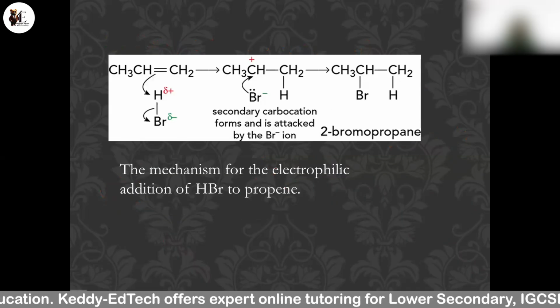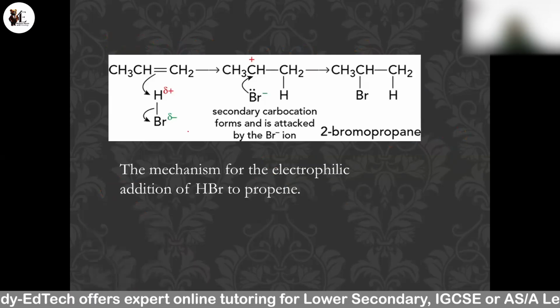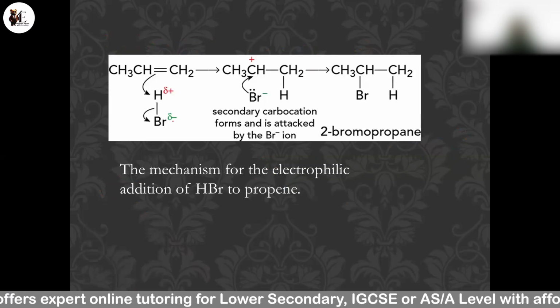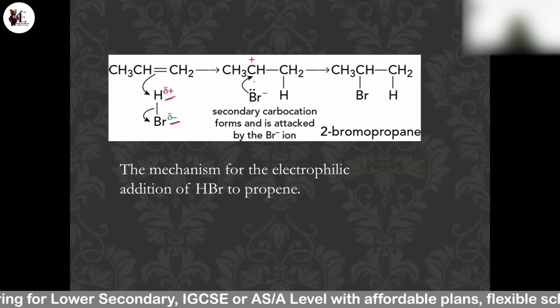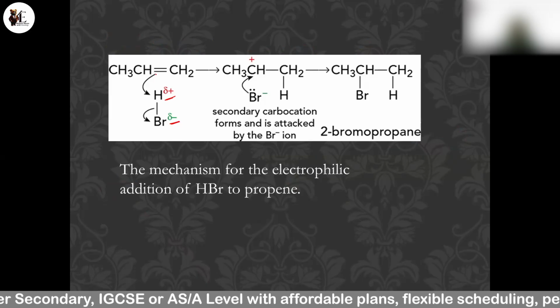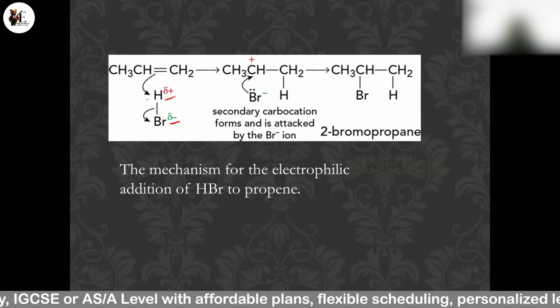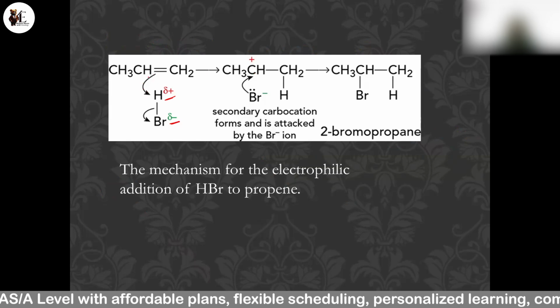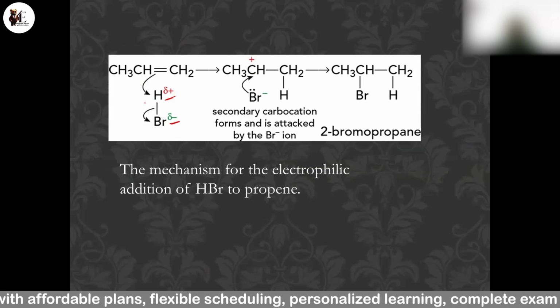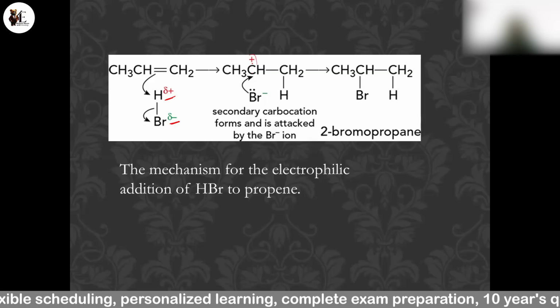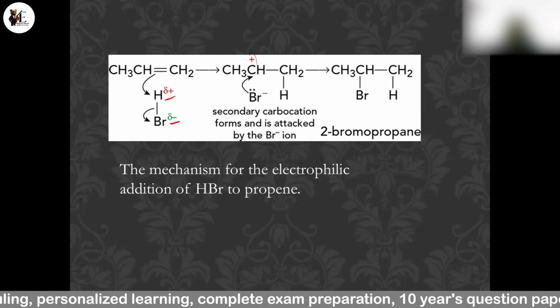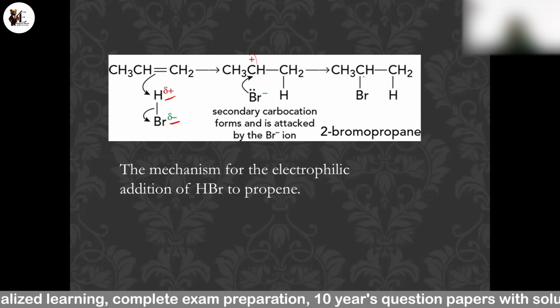Okay, so this is a mechanism for the electrophilic addition of HBr to propylene. As you know, bromine is partially negative and hydrogen is partially positive. So what happens is the formation of a carbocation. This bond will attach to this hydrogen. Why? Because this is electron rich, it will attach to this partially positive hydrogen. So we have a carbocation formation at this carbon.